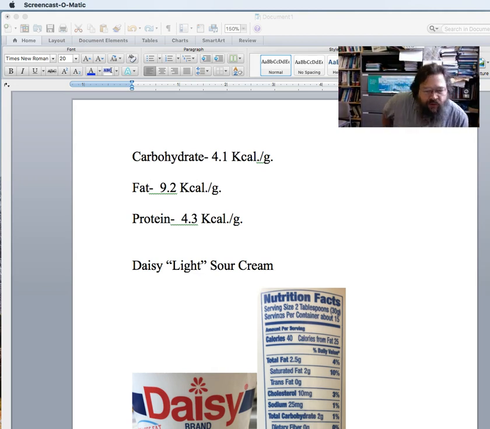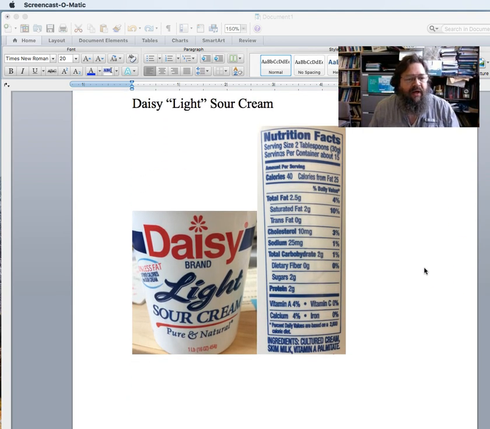I want to explain how to do some of the calculations that are involved in the first writing assignment for Bio 142 this semester. In this one, you need to pick a product that advertises in some way that it is low in fat. I'm going to use as an example this one here.